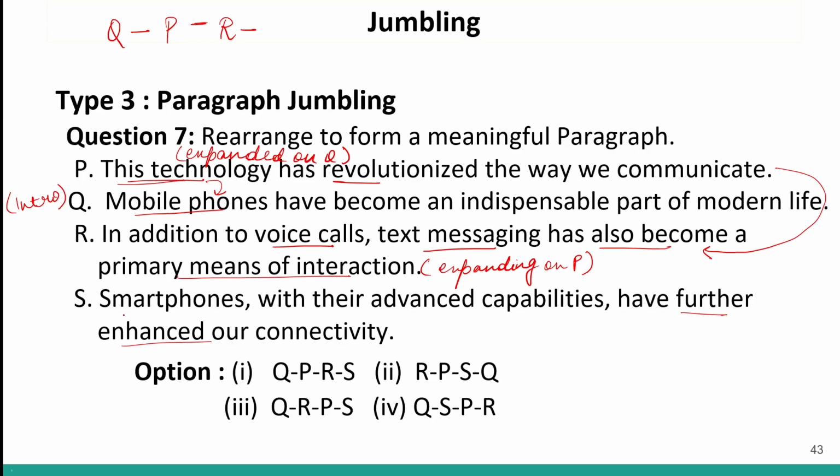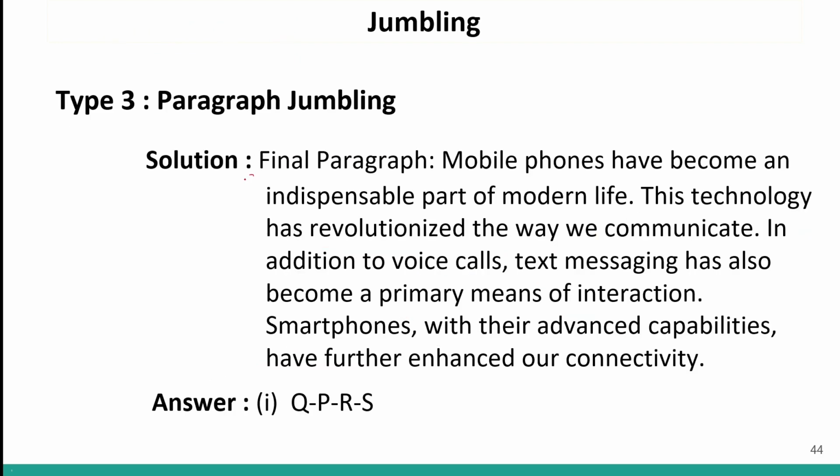Similarly, then S: smartphones with their advanced capabilities have further enhanced our connectivity. So this looks like a concluding statement. Correct? So after R we'll have S. So my correct order will be QPRS, which is given in option number 1. So option number 1 will be the correct answer. You can see this will be the final paragraph. That is, mobile phones have become an indispensable part of our modern life. This technology has revolutionized the way we communicate. Which technology? Mobile phones.